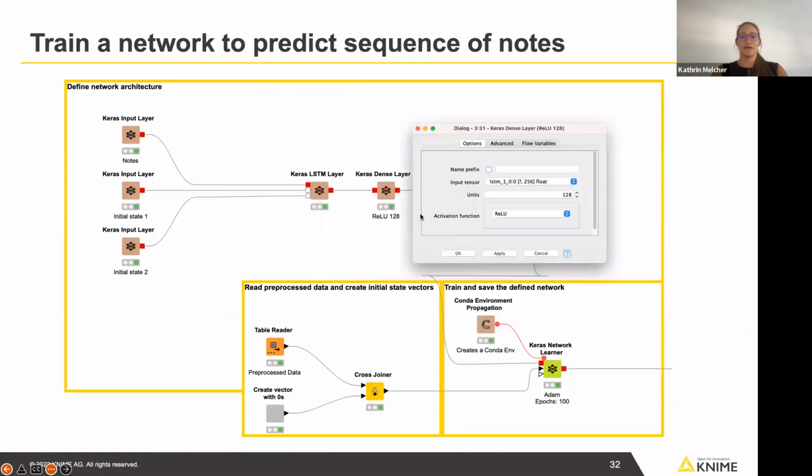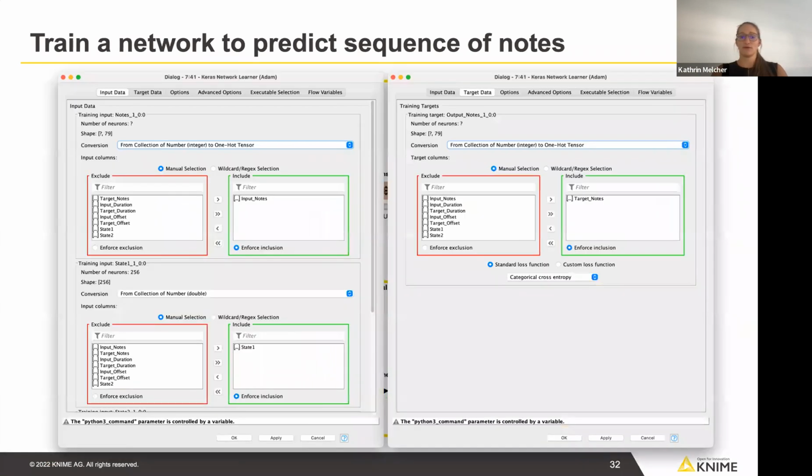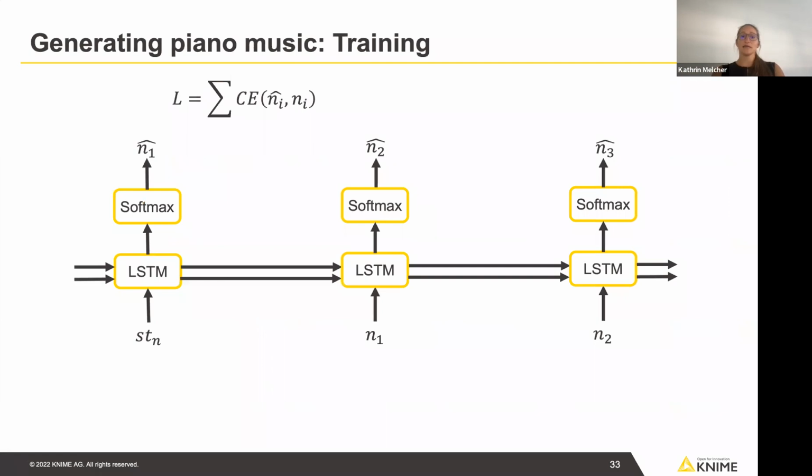I have in the slides also what I've just built together with you, so I will skip this part. We now need to extend this network, where we have categorical cross entropy as loss function to just teach our network to always predict the next node. So how can we extend this network in a way that it can also predict the duration and the relative offset?